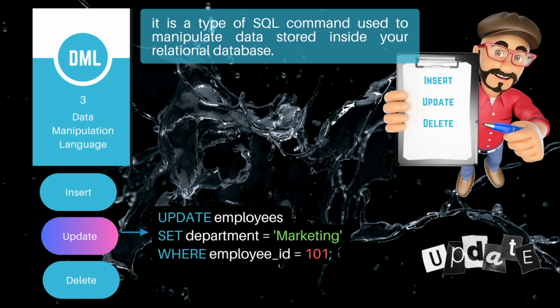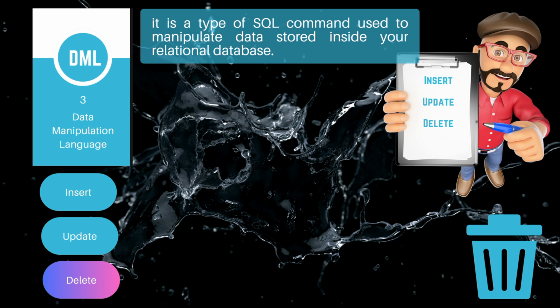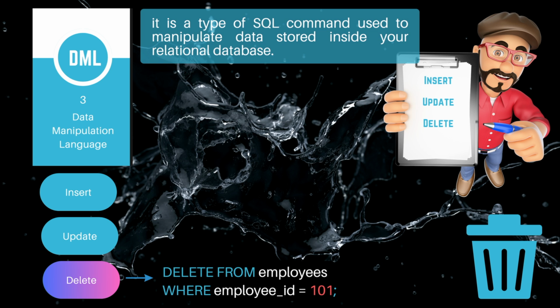And the last command type under Data Manipulation Language is the delete command. The delete command is used to remove one or more rows from the table in the database. It specifies the table name and a condition that identifies the rows to be deleted. For example, this command deletes the employee with employee ID of 101 from the employee table.